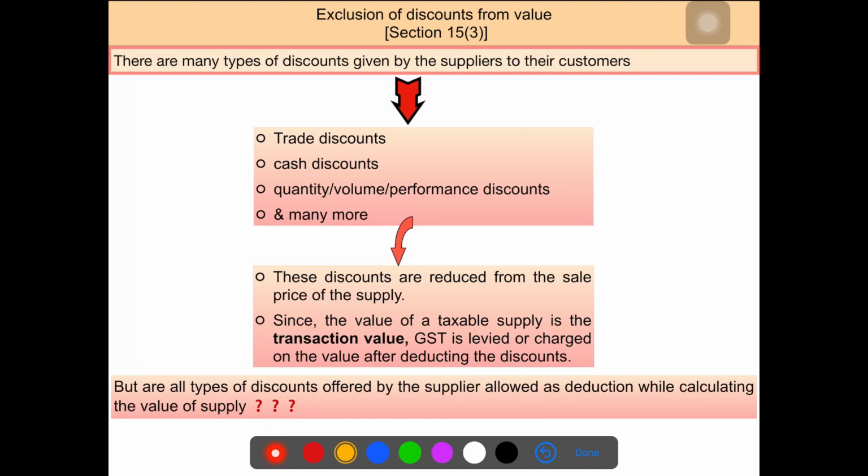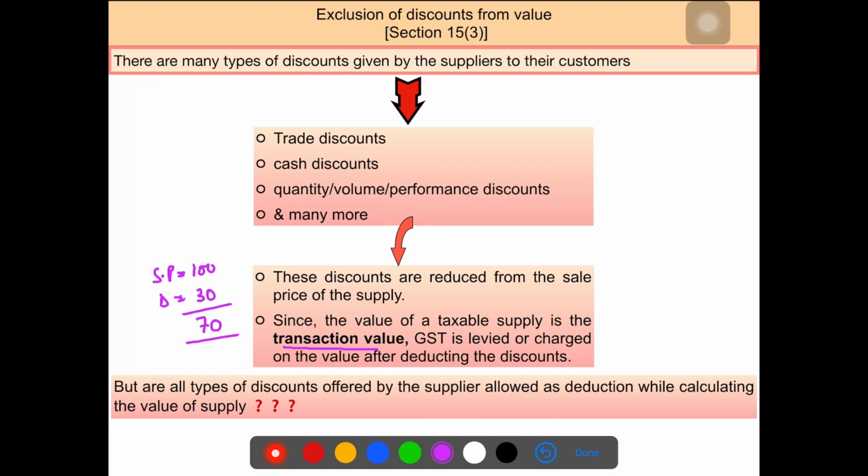So these discounts are reduced from the sale price of the supply. Suppose if the selling price is 100 rupees and discount is rupees 30, so the value of taxable supply will be rupees 70. But the value of taxable supply is the transaction value.